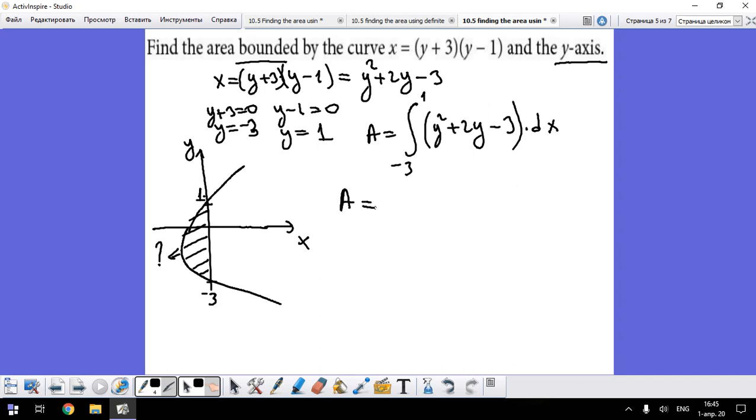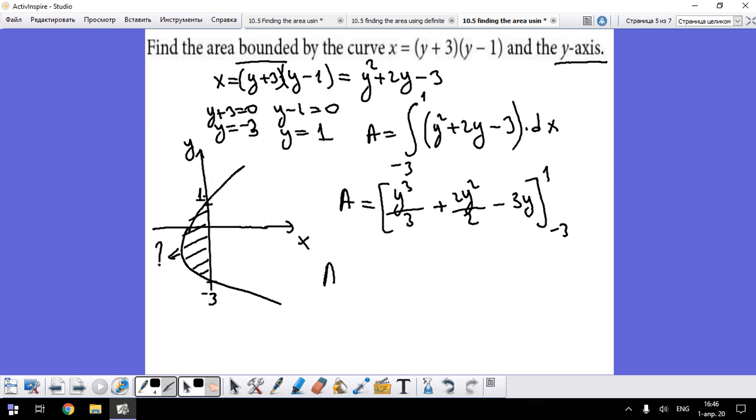Let's take the integration of it, which will be y cubed divided by 3 plus 2y squared divided by 2 minus 3y, and our bracket as follows, with numbers from minus 3 to 1.